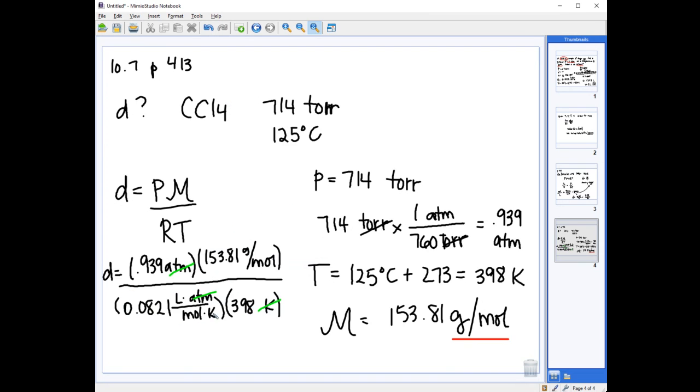Okay. Kelvin, it's going to cancel. Moles are going to cancel. And we are left with grams on the top and liters on the bottom, which is our unit for density. So that is why when we plug all of this in together, we have to make sure we put grams per mole so that our moles cancel out here, because we want our units left to be grams per liter. So that's the important thing there, okay?